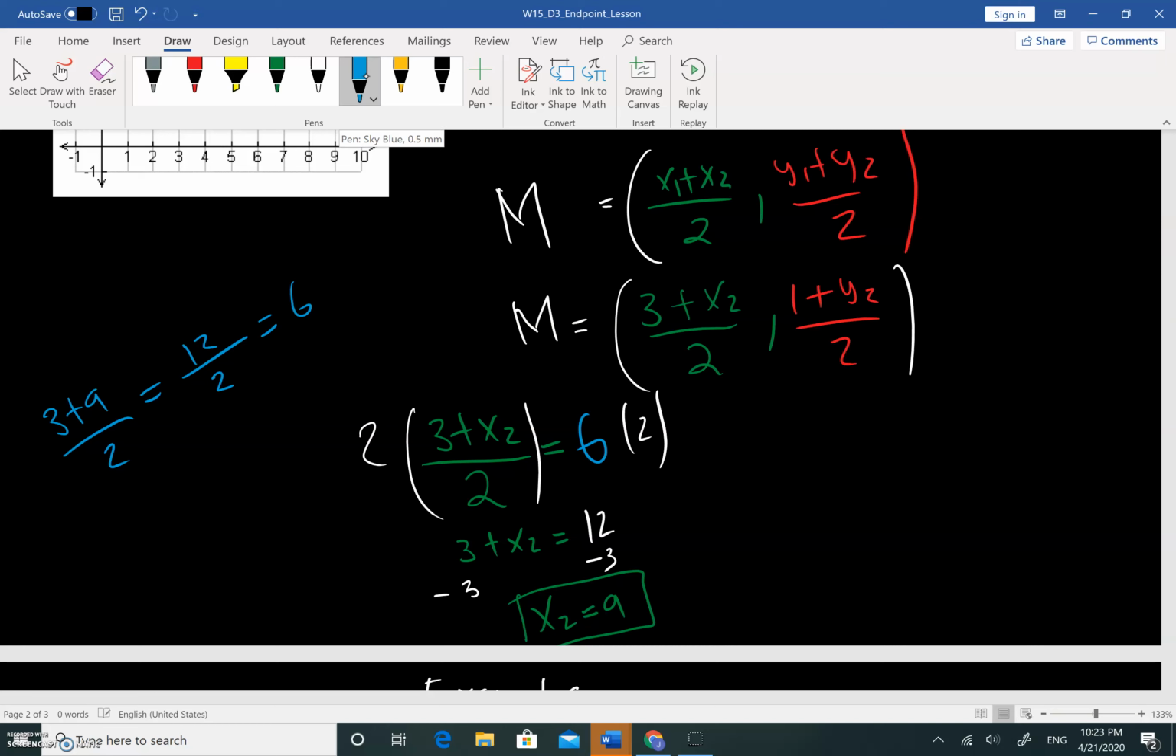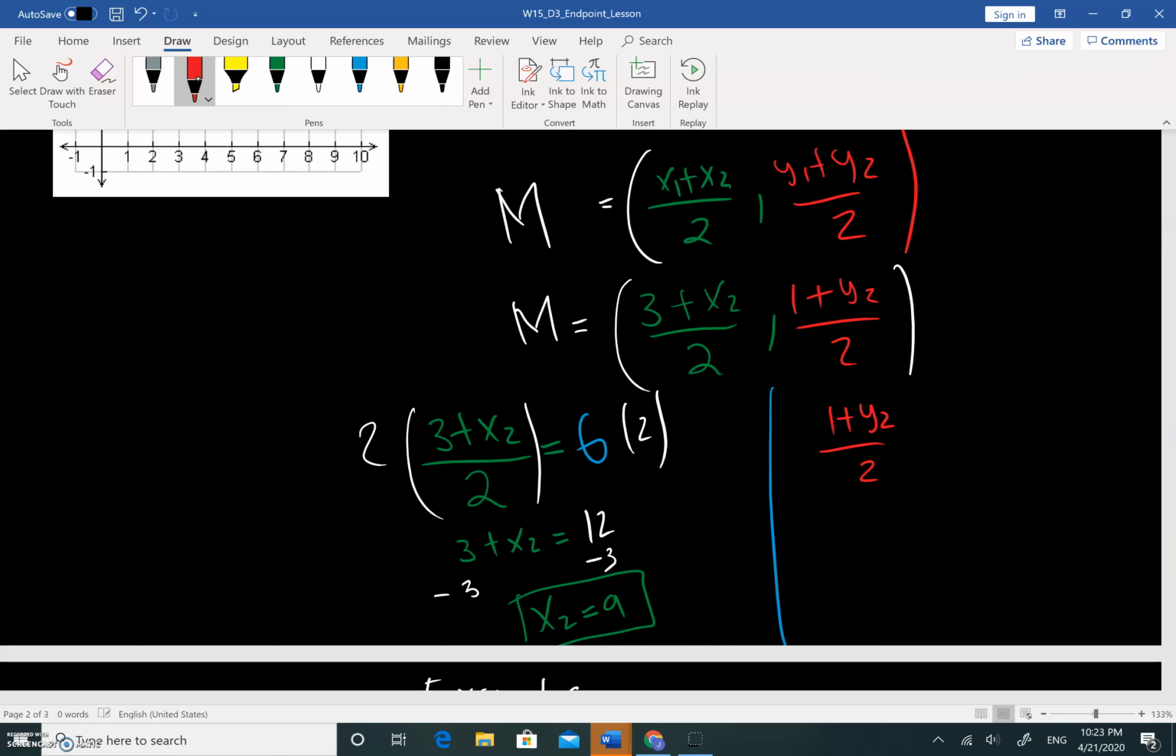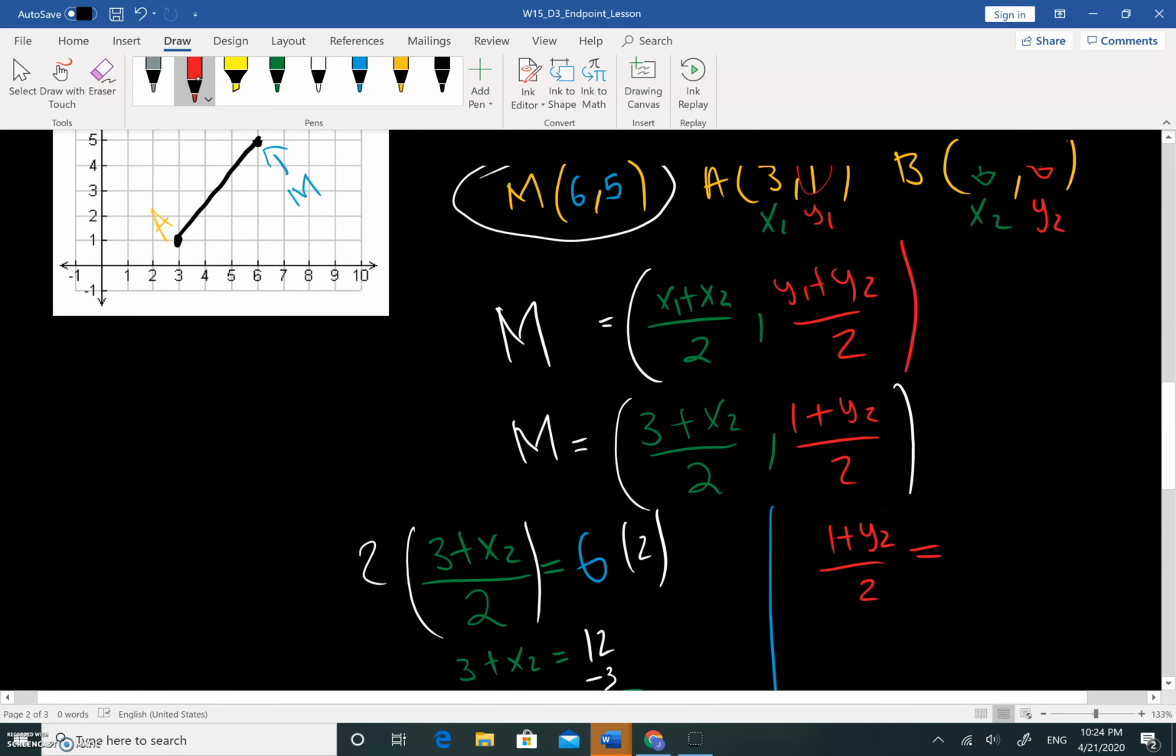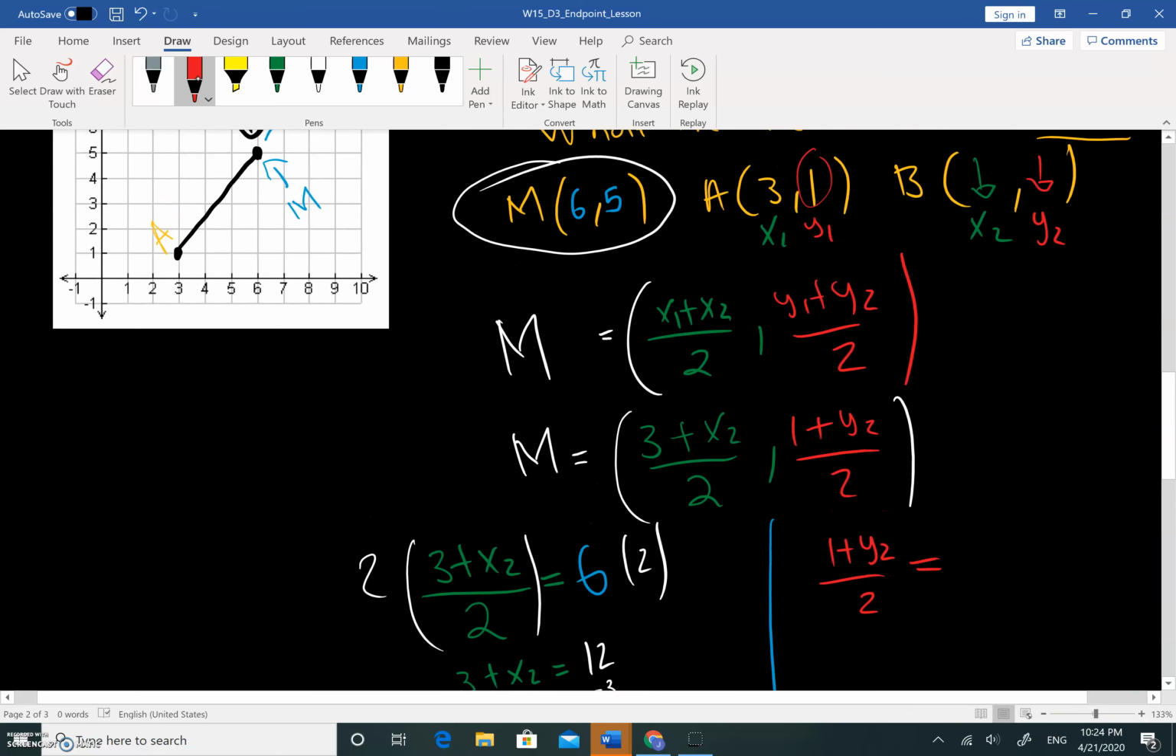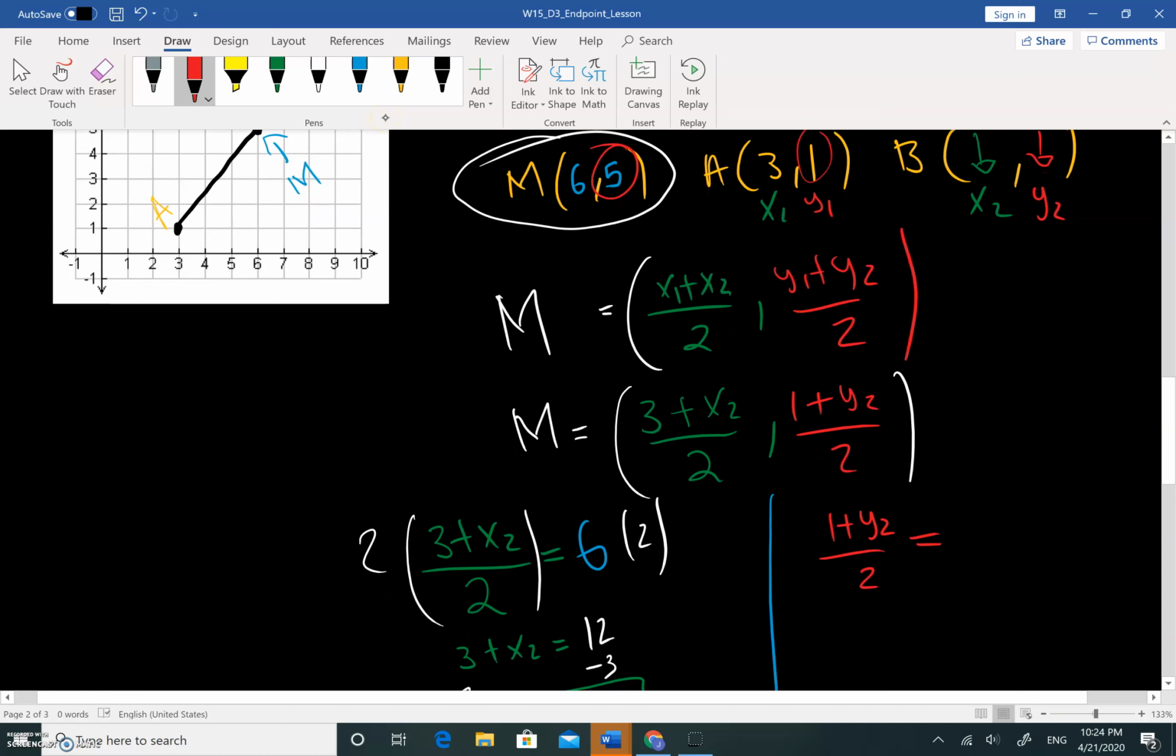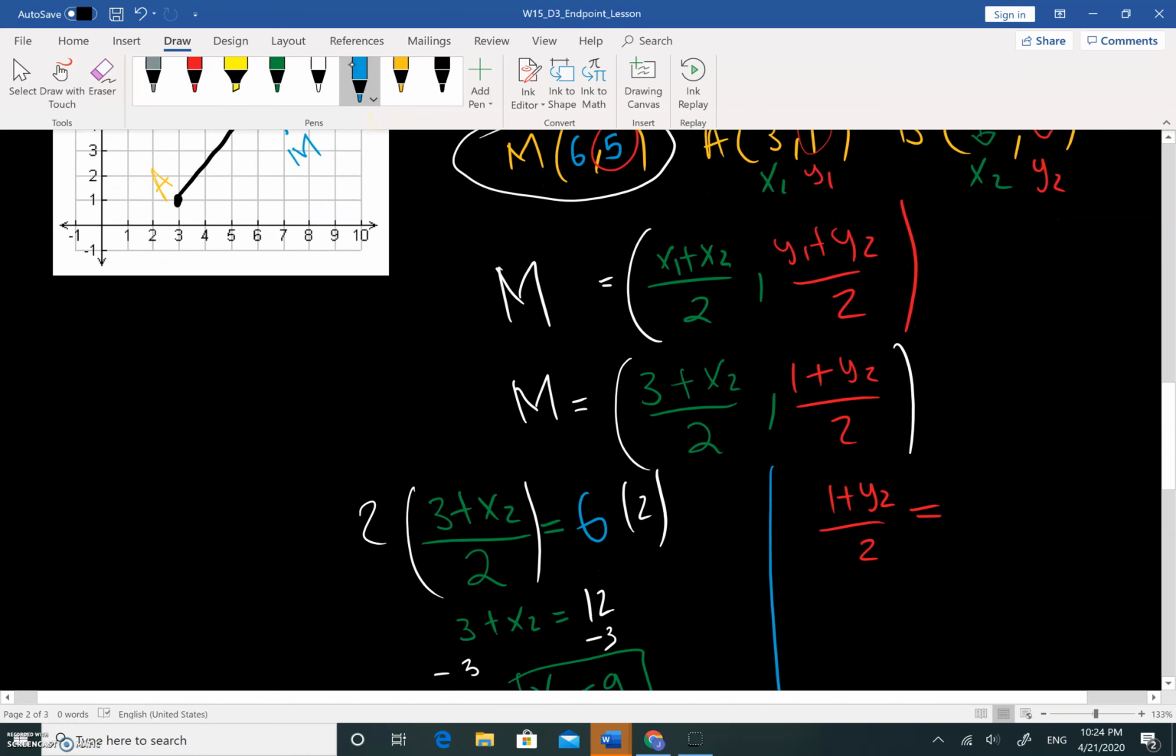So now let's try to do the other one. Let's do our y. Our y is going to be 1 plus y2 divided by 2, and this has to be equal to what? What should this answer be? Well, our y has to be equal to 5. The midpoint has to be 5, so I have to put a 5 here.